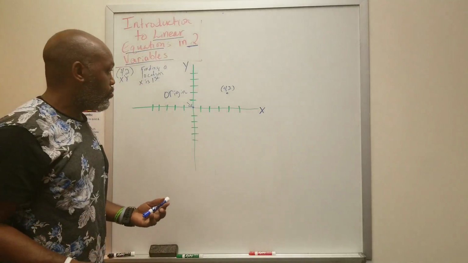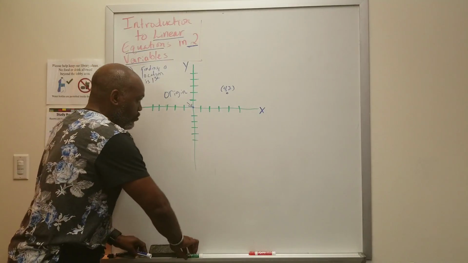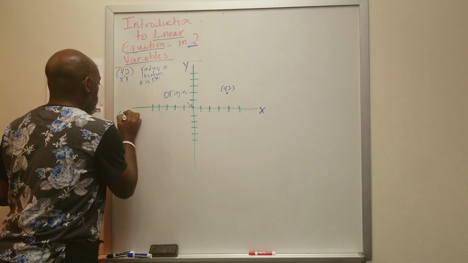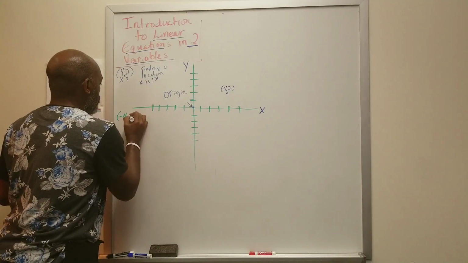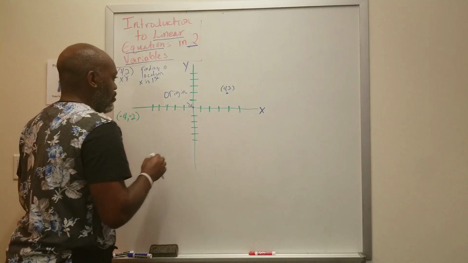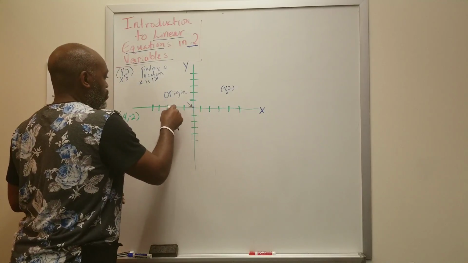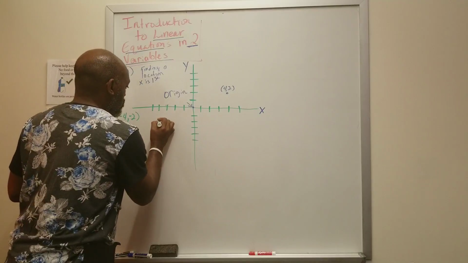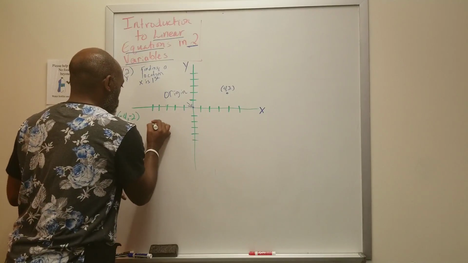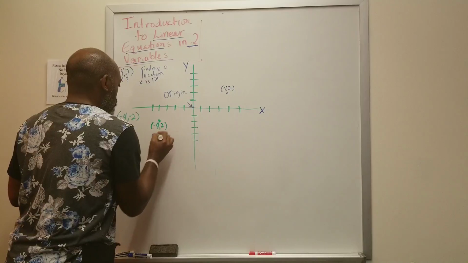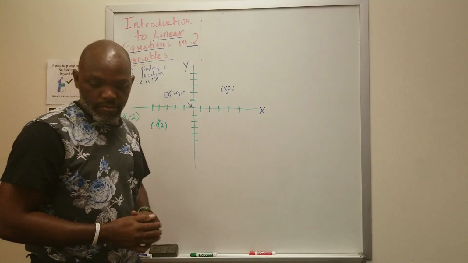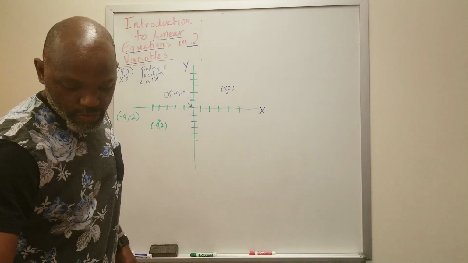And that's how you would do it even if it was, let's say, (-4, -2). Well, you would go 1, 2, 3, 4 to the left, and then down 2. This is (-4, -2). All right, and that's how you plot a graph. Hopefully I don't have to spend too much time on that.